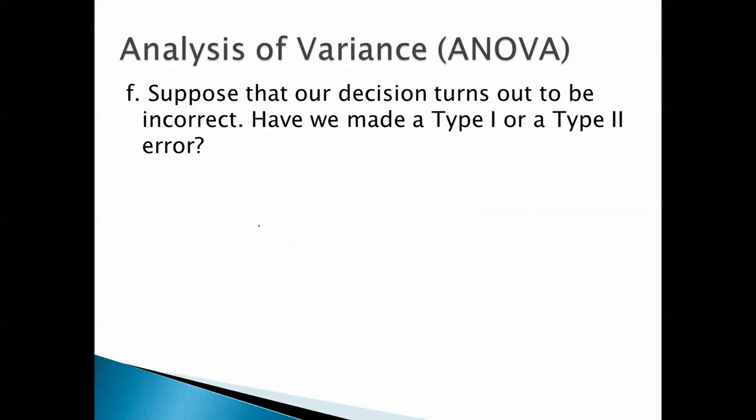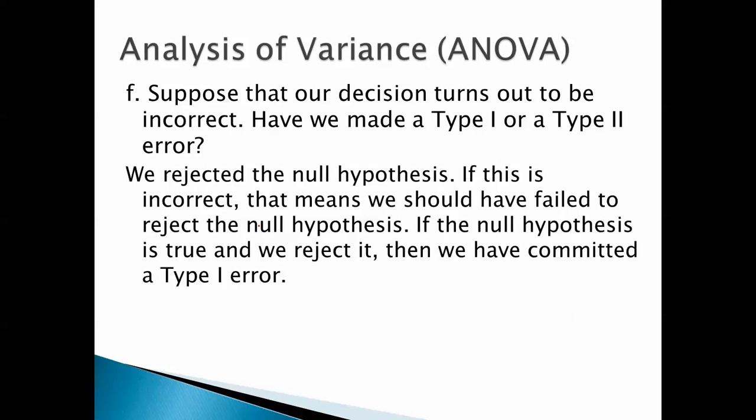Suppose that our decision turns out to be incorrect. Have we made a type 1 or a type 2 error? Well, we reject the null hypothesis. If this is incorrect, that means we shouldn't have rejected the null hypothesis. We should have failed to reject the null hypothesis. If the null hypothesis is true and we reject it, we have committed a type 1 error.